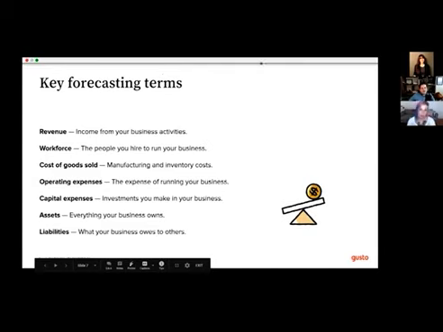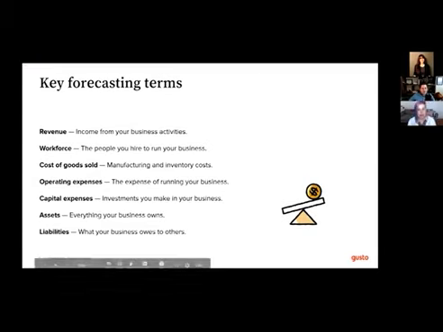When we talk about workforce, we're talking about the people that you hire to run your business. And really in the model that we're going to work with, these are going to be employees, because you'll see we'll talk about subcontractors a little in a different way. So really we're talking about the employees, the people that you need to have on board in order to maintain your business operations or even scale your business operations.